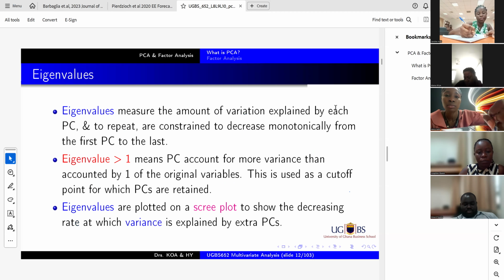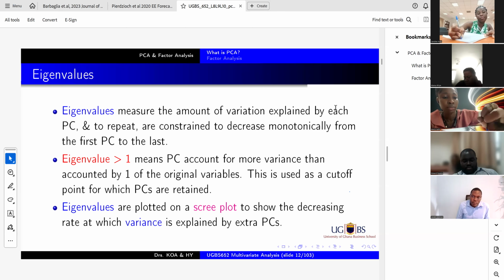Eigenvalues tell you the amount of variability explained by each principal component. You see, when you take each principal component, I told you that each has a certain percentage. We gave an example that some components have a certain percentage more than the others. The eigenvalues will tell you that percentage value.